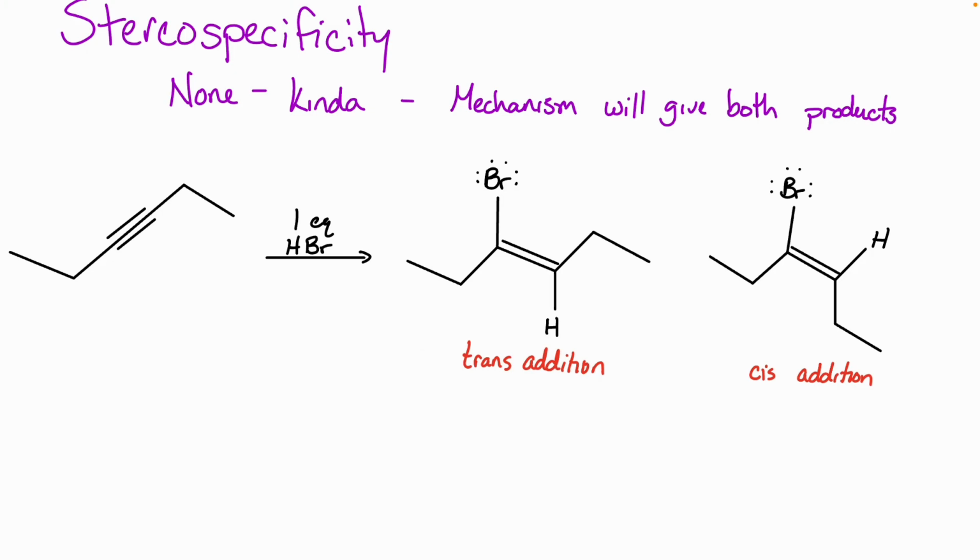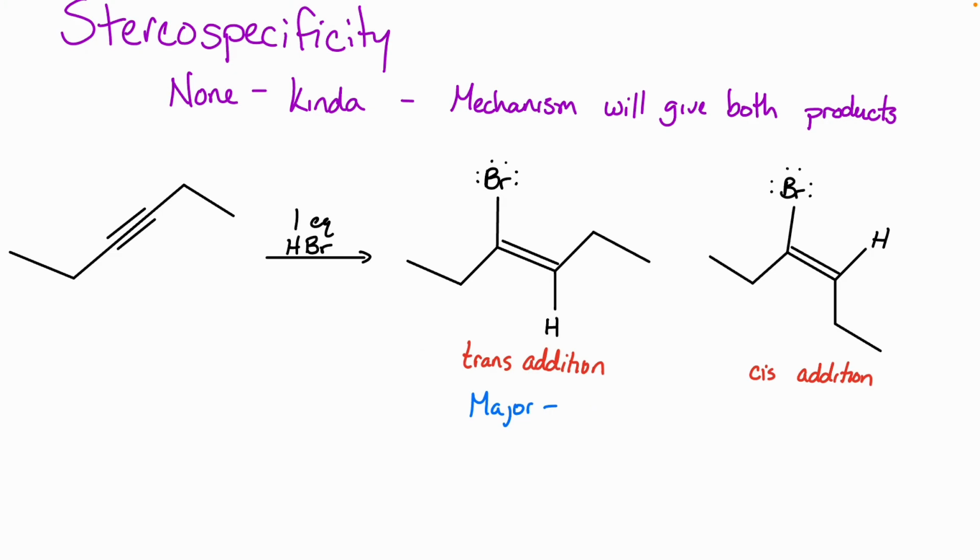Which alkene do we think is going to be more stable? The one where these big ethyl groups are located on opposite sides of the double bond, or when these big ethyl groups are located on the same side of the double bond? Opposite sides. Big groups like to be far away from each other. Very simple principle in chemistry here. So indeed, this one would be our major product.